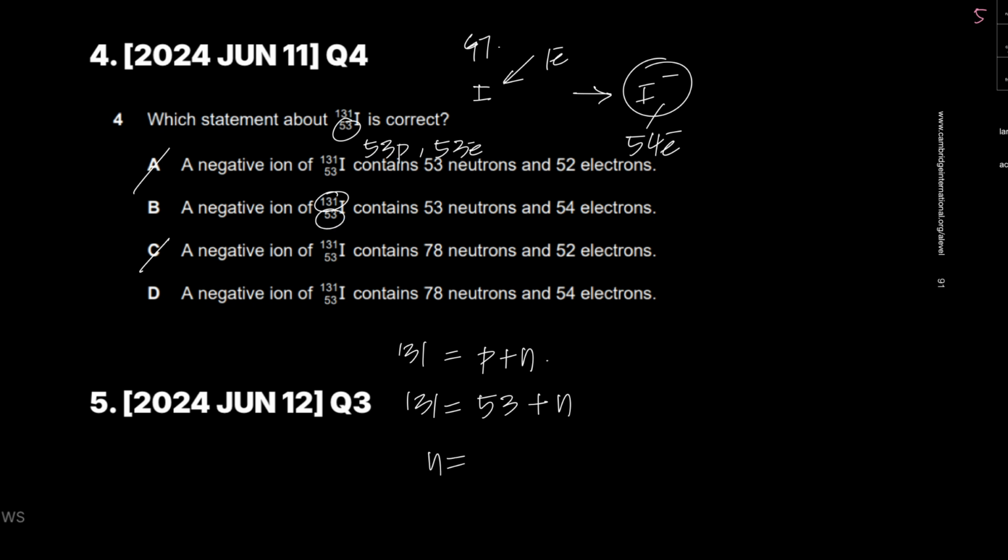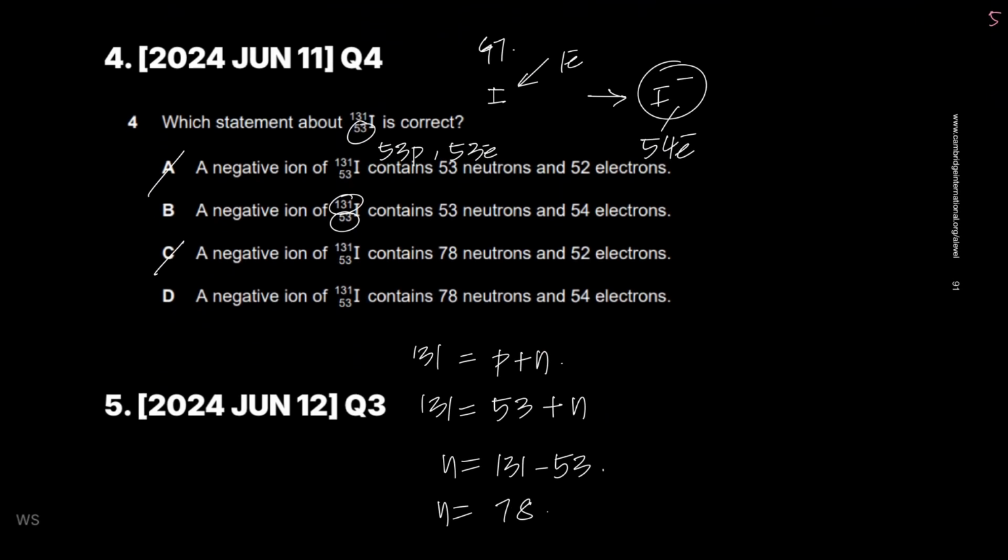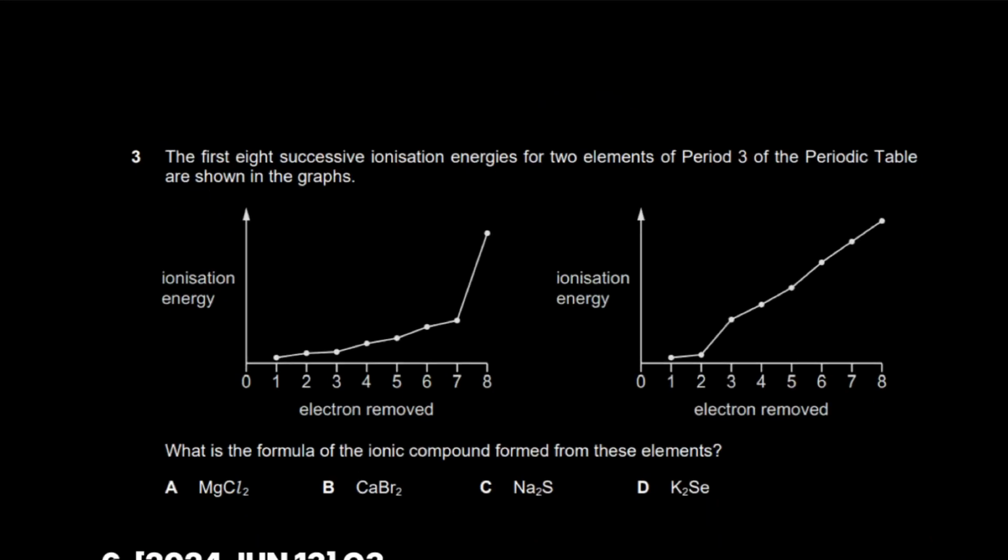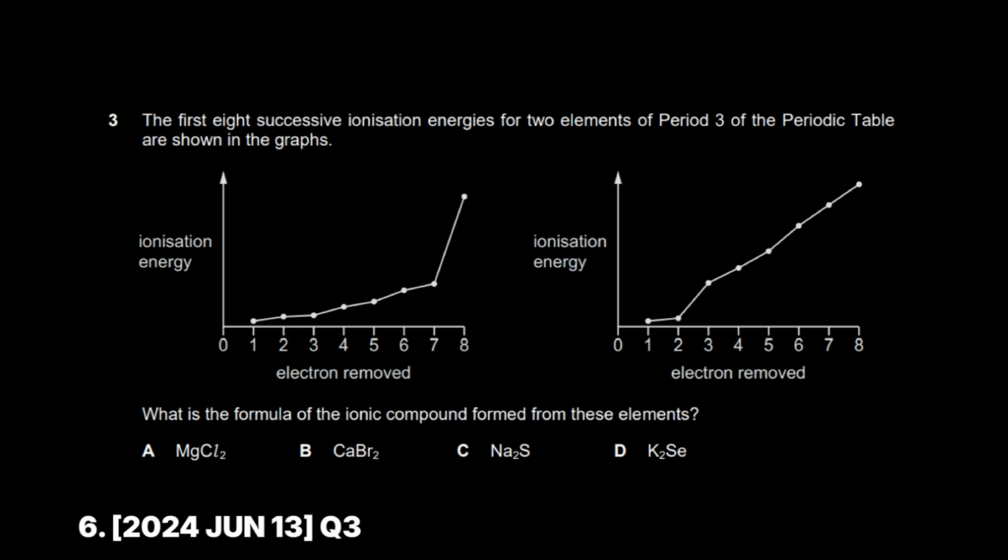Protons are these 53, right? So that doesn't change. 131 minus 53. What do you get? 78, if I'm not wrong. So it must have 78 neutrons and 54 electrons. And how many protons? 53. So the negative ion I contains 78 neutrons and 54 electrons. D is correct. Why is B wrong? Because it's saying 53 neutrons. No, 53 is the number of protons. B is wrong. Done.